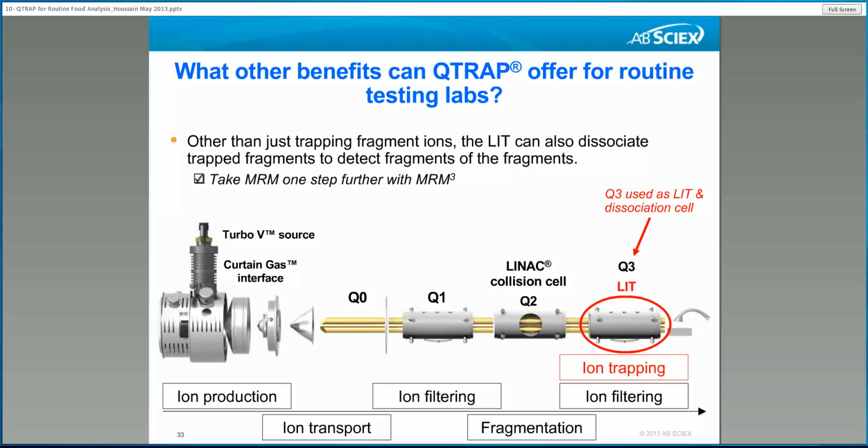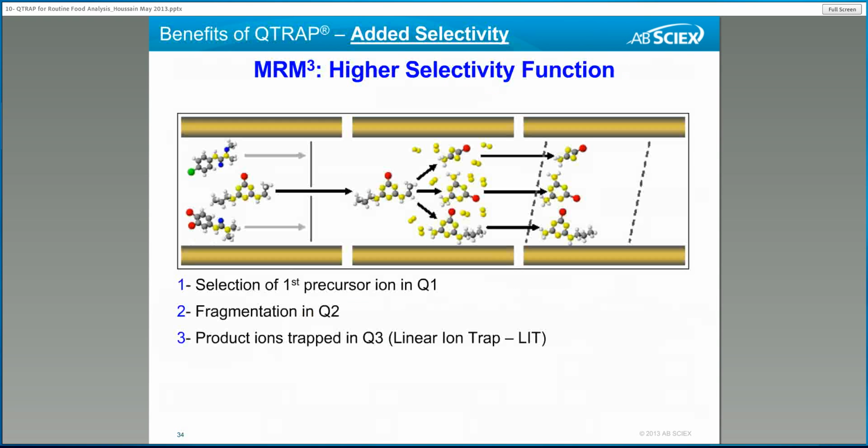In EPI mode, the linear ion trap or Q3 functions in trapping mode, trapping all the fragment ions and slowly scanning them out, allowing for highly sensitive detection of product ions. But the linear ion trap can also function as a second collision cell to dissociate any trapped fragments, allowing for the detection of secondary fragments of the primary fragment. This takes MRM one step further into MRM³.